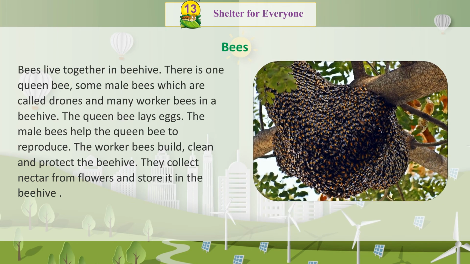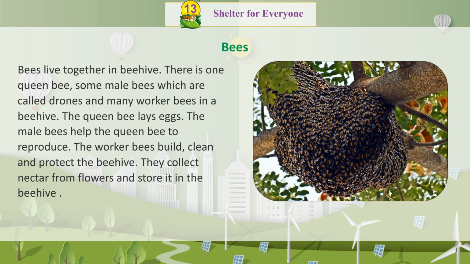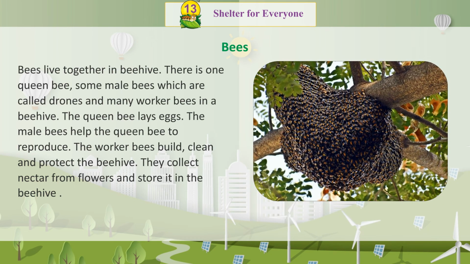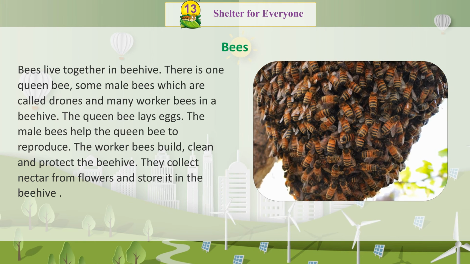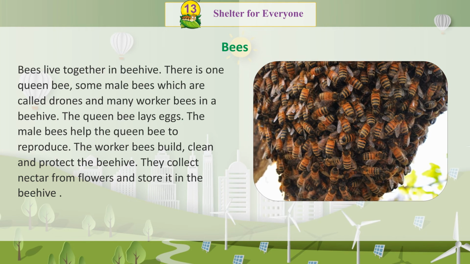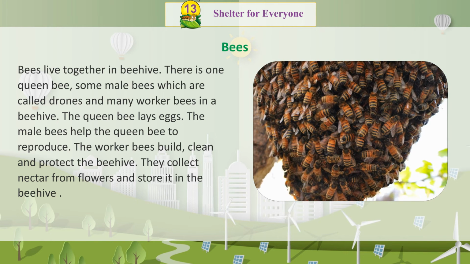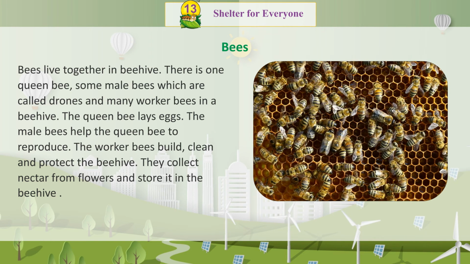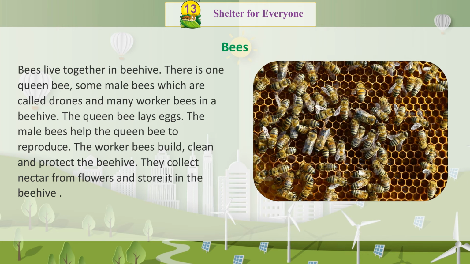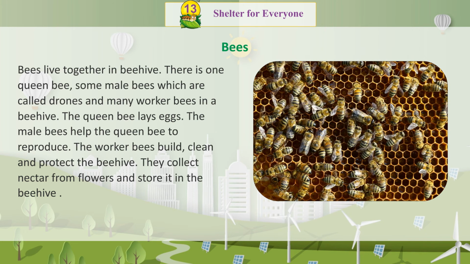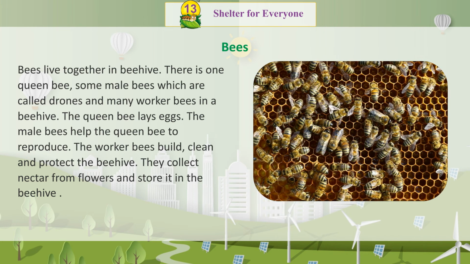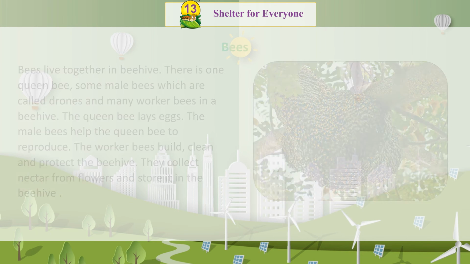Bees. Bees live together in a beehive. There is one queen bee, some male bees which are called drones, and many worker bees in a beehive. The queen bee lays eggs. The male bees help the queen bee to reproduce. The worker bees build, clean, and protect the beehive. They collect nectar from flowers and store it in the beehive.